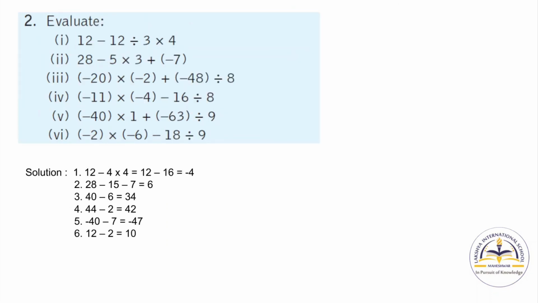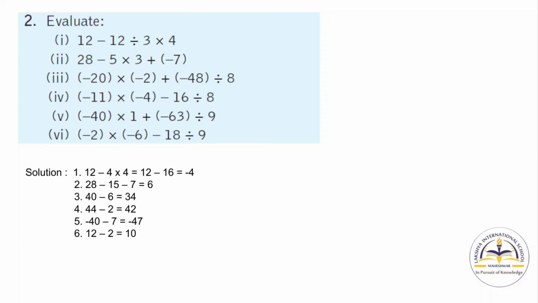Question number 2, evaluate. First, 12 minus 12 divided by 3 into 4. First we will solve division. So 12 minus, when we divide 12 by 3, the answer will be 4. So 12 minus 4 multiplied by 4. Now 4 into 4 is 16. So 12 minus 16, the answer will be minus 4.